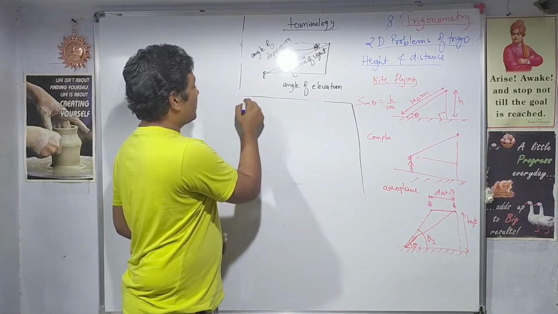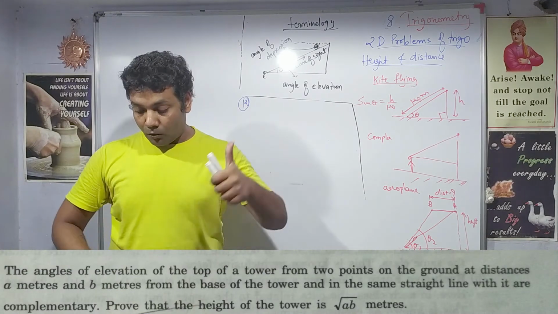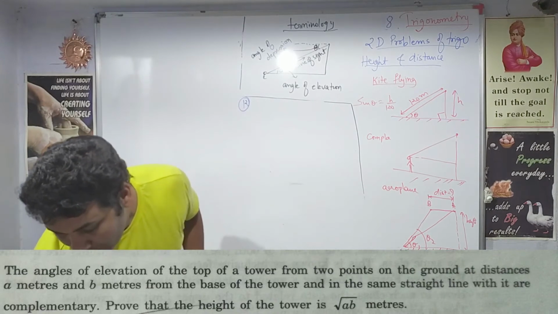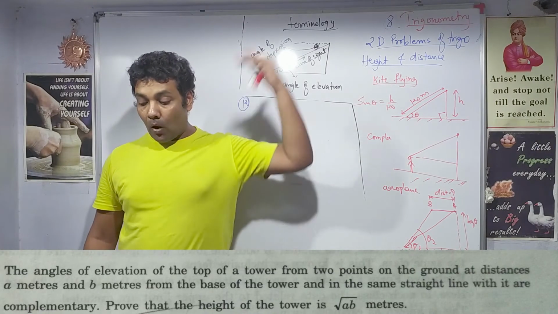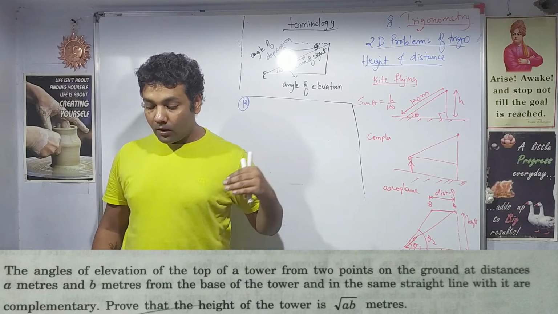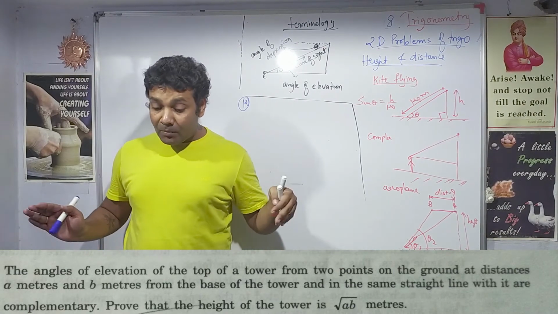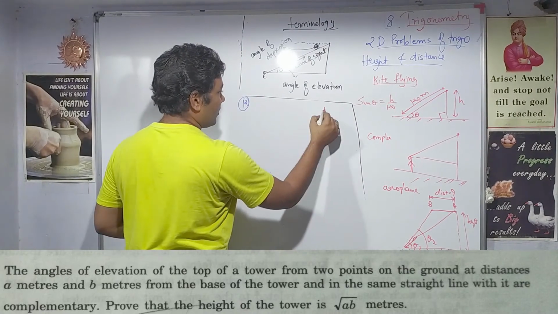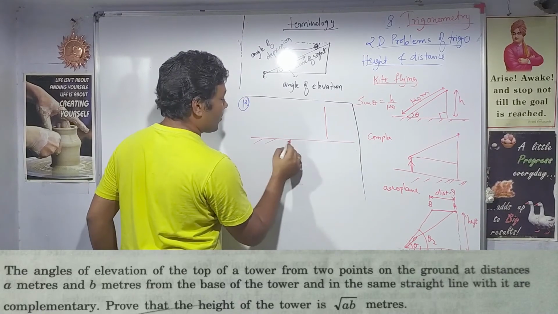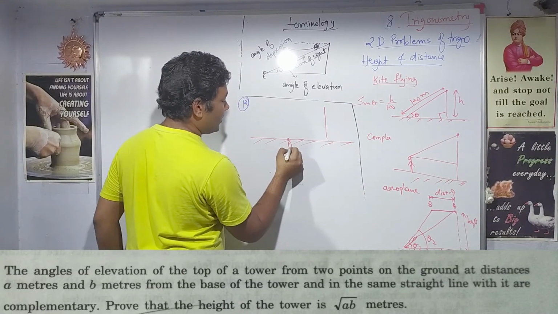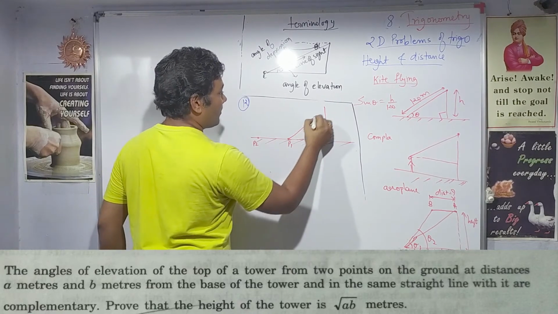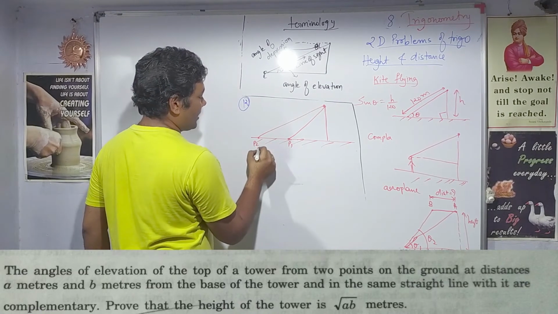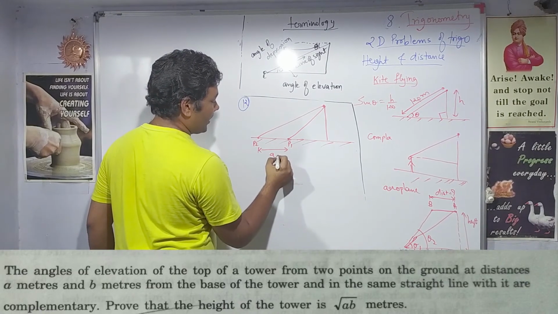Next I have question number 12, second last for today. 12 number question. It says the angle of elevation of top of a tower from 2 points on the ground at a distance a meters, right? So I'll draw a tower and 2 points on the ground. So I will take point P1 here and point P2 here. Angle of elevation, right? So this distance they have given as a meter.